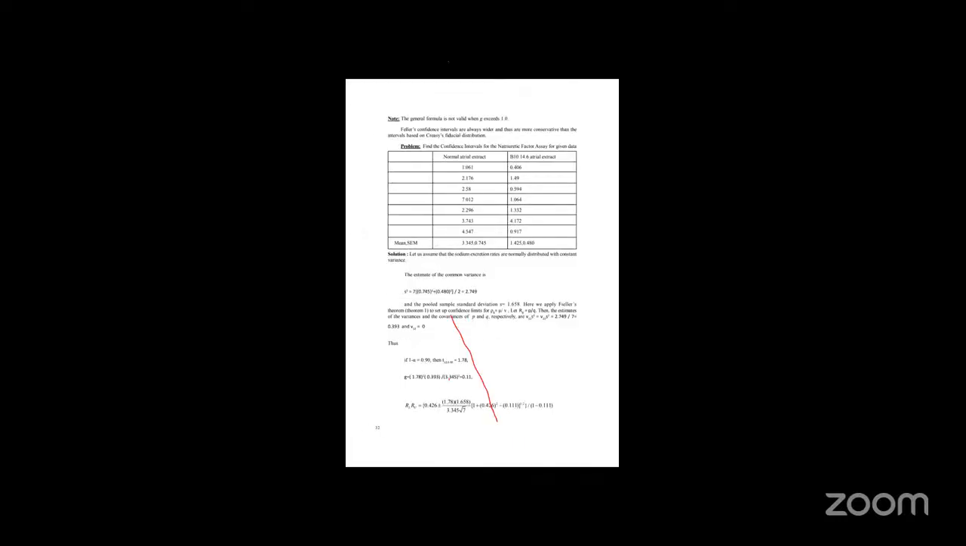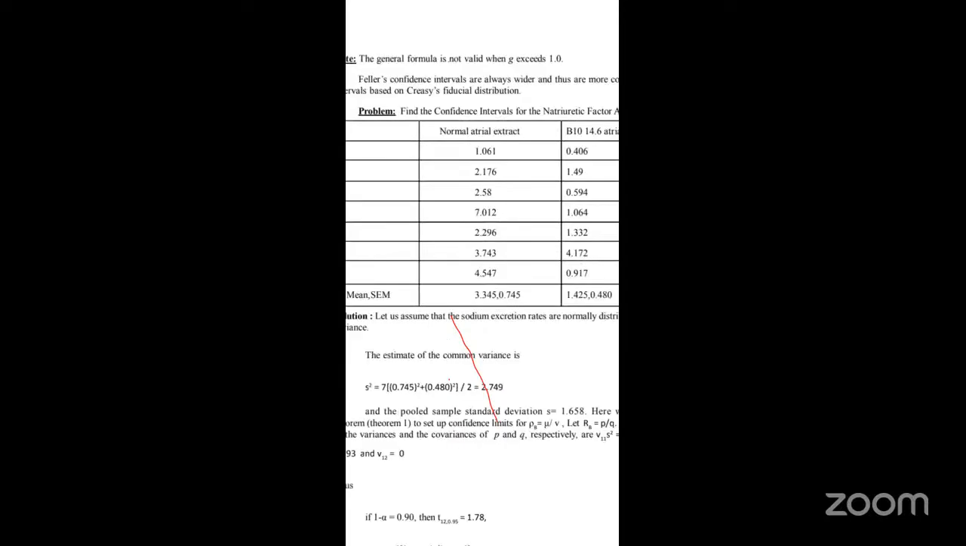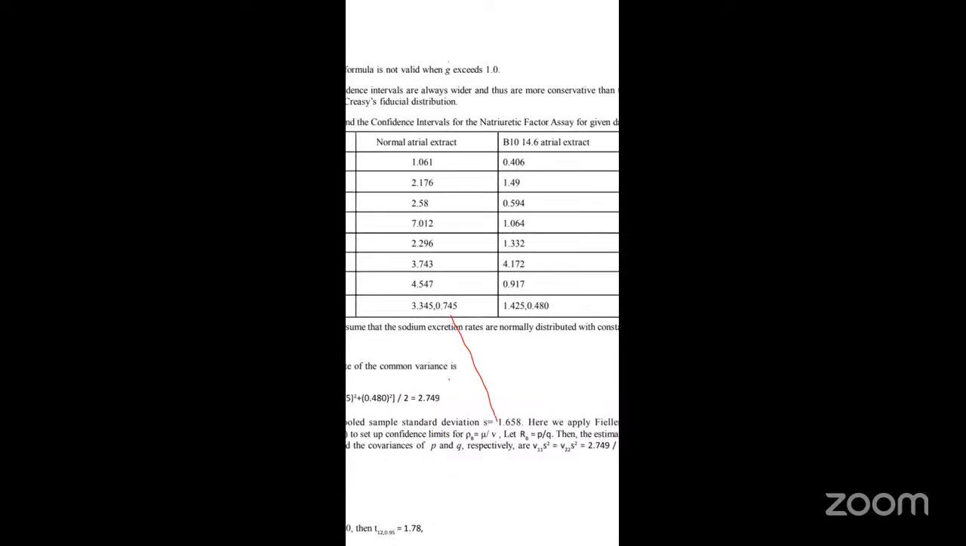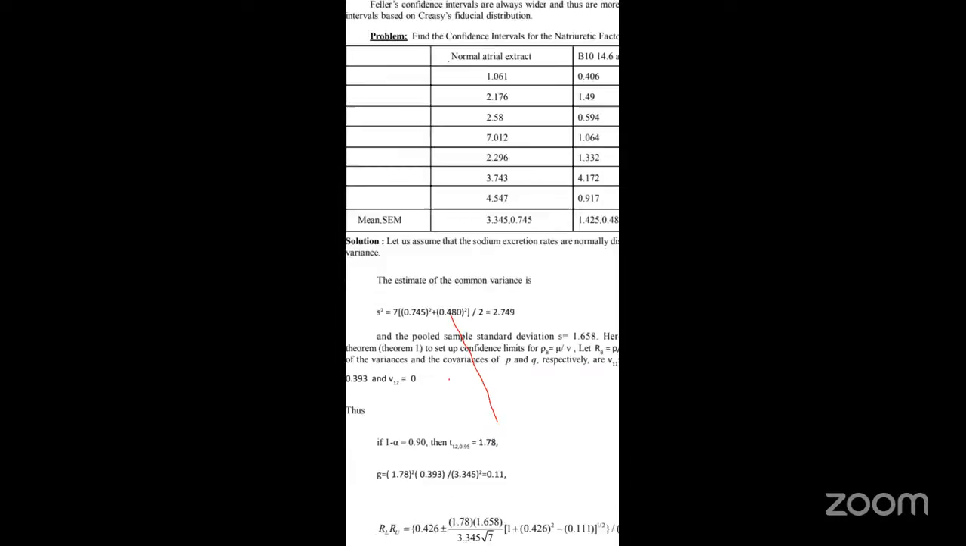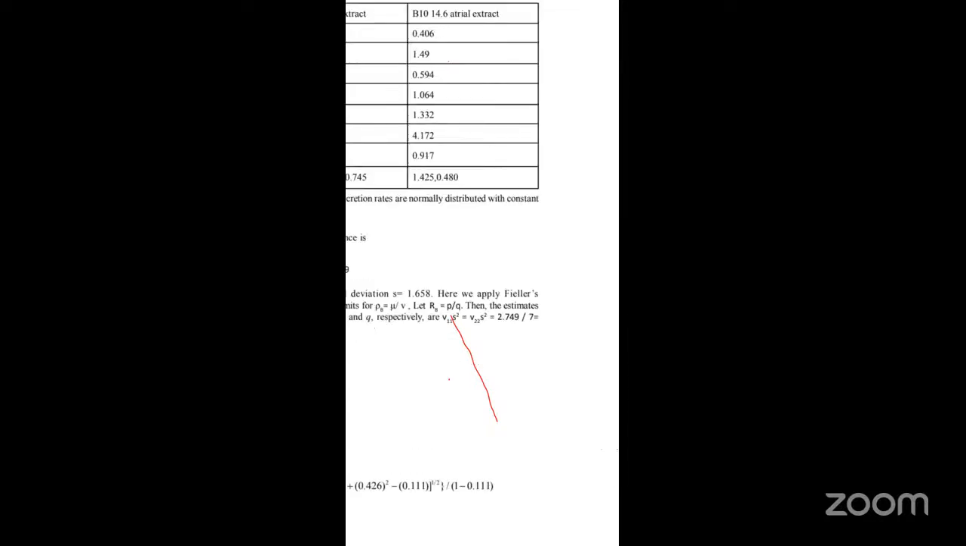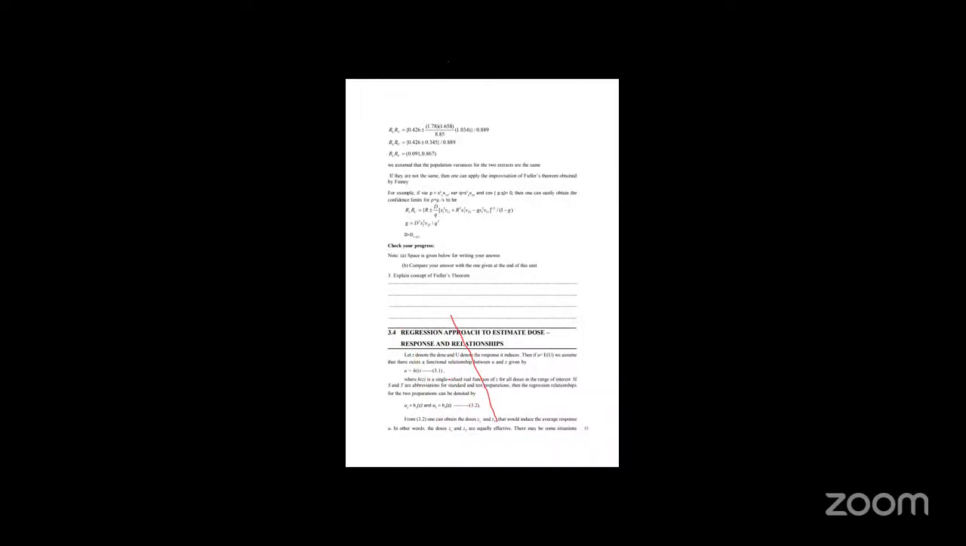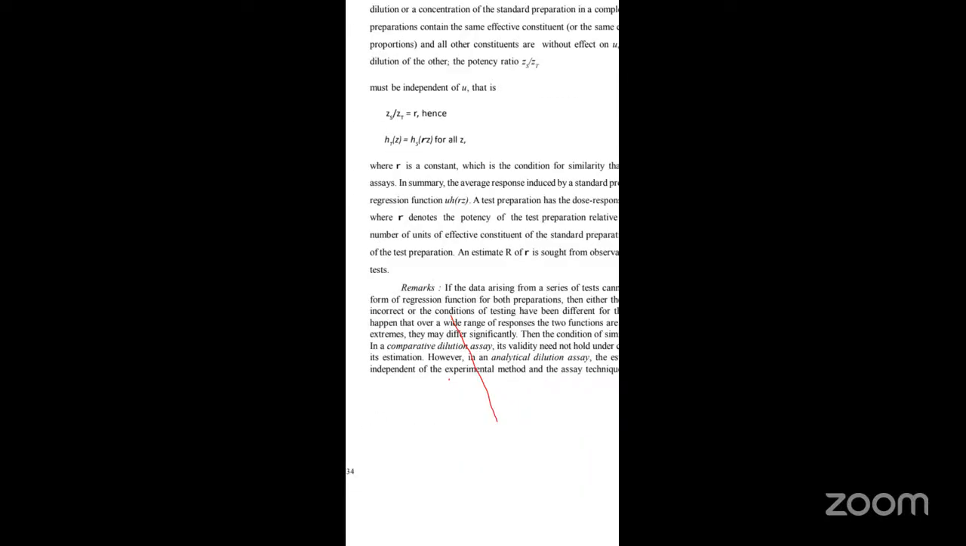So the next one is the table. This is the normal Atrel test and the 14 point Atrel test. So this S square, this RR. So here, regression approach to estimate the response or relationships. So here we will get the regression value small r z by h of x equal to h of z.